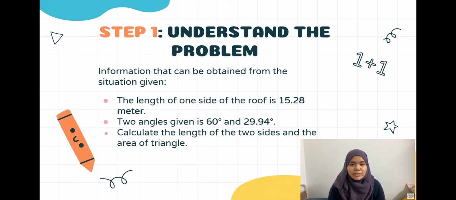Now all we have to do is to calculate the lengths of two sides and also the area of the roof, which is shaped like a triangle. Hence, let's help Danny solve the problem by using GeoGebra software. That is because GeoGebra is very easy to use and effective. Now, let's get started.